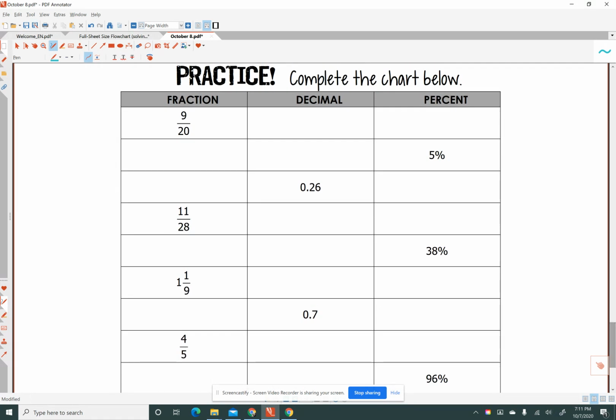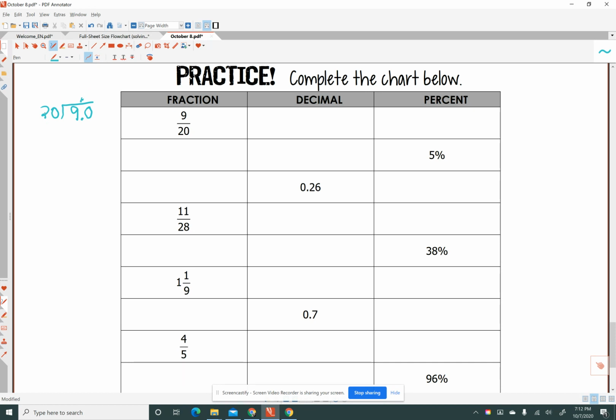Now you might want to use a calculator to help you. If you would like some great practice with your division, I think that would be a great opportunity to practice that. So here it would be 20 going into 9. Remember, we would put a decimal point here and here, and add a 0.